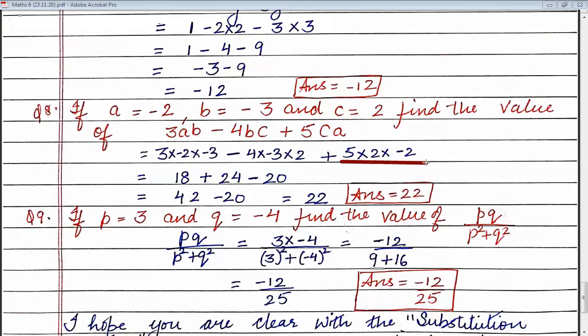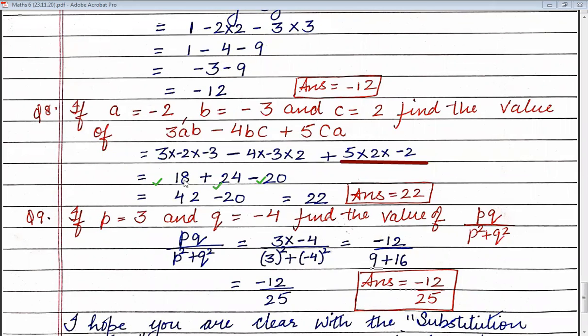5 multiply 2 multiply minus 2. 5 2s are 10, 10 2s are 20. And here your answer will come minus 20, because in the last term you are having only one negative sign. So it is minus 20. So your statement becomes 18 plus 24 minus 20. What is your statement now? 18 plus 24 minus 20.